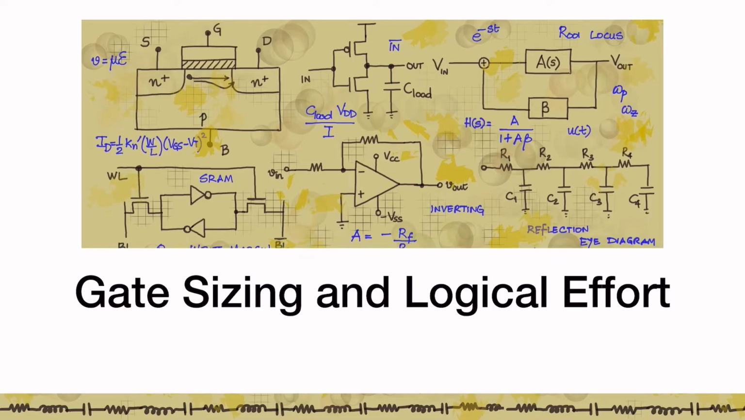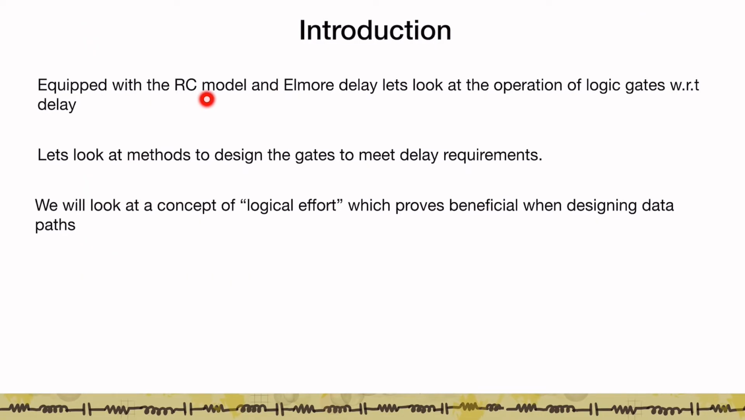Hello, in this video, let's discuss a little bit about how to size up gates and then talk about logical effort. We've looked at the RC model, which helps us look at transistors when they're switching, and we've looked at the Elmore delay model, which helps us find the delay in long RC trees. Now let's put these two together to look at the delays in complex logic gates.